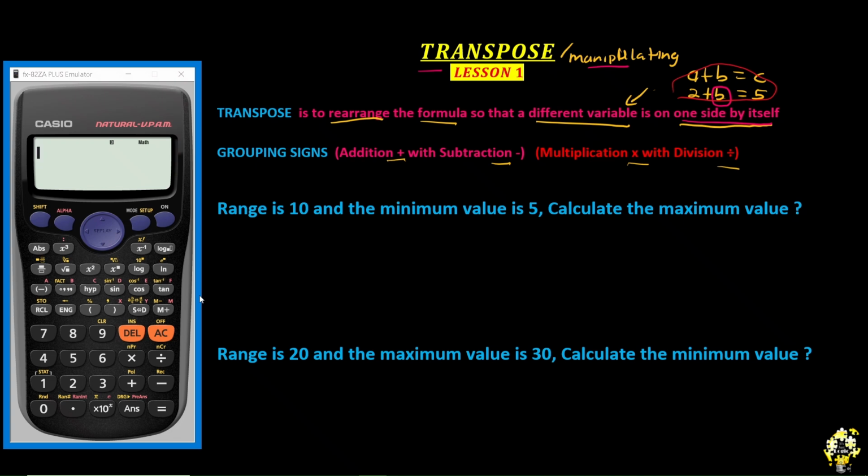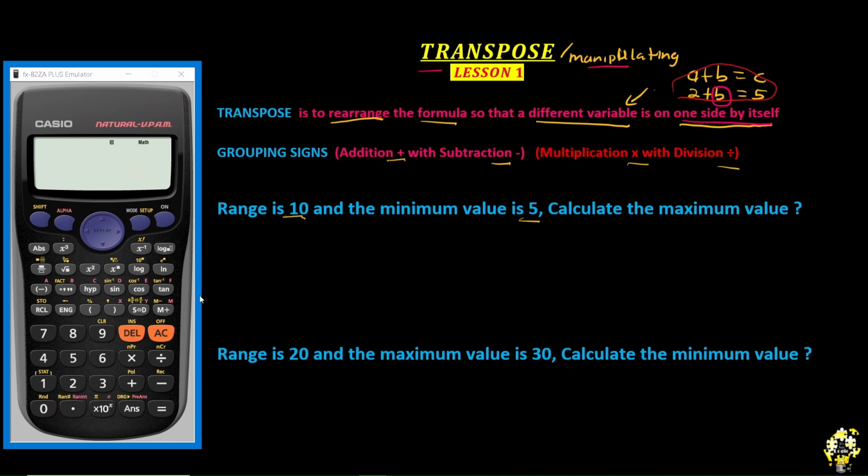Don't be like, I am leaving. No, don't go anywhere. You need this. Relax. Just bear with me. Now, let's go to the example so that you can understand what exactly I am saying. It says that range is a 10, but the minimum value is a 5. Now we are asked to calculate the maximum value.